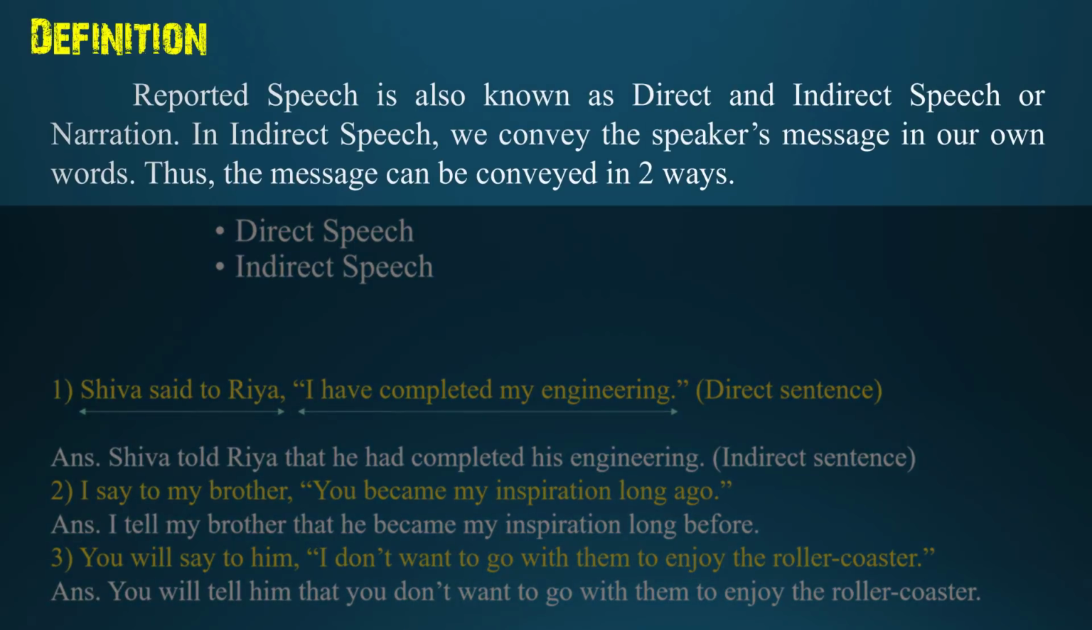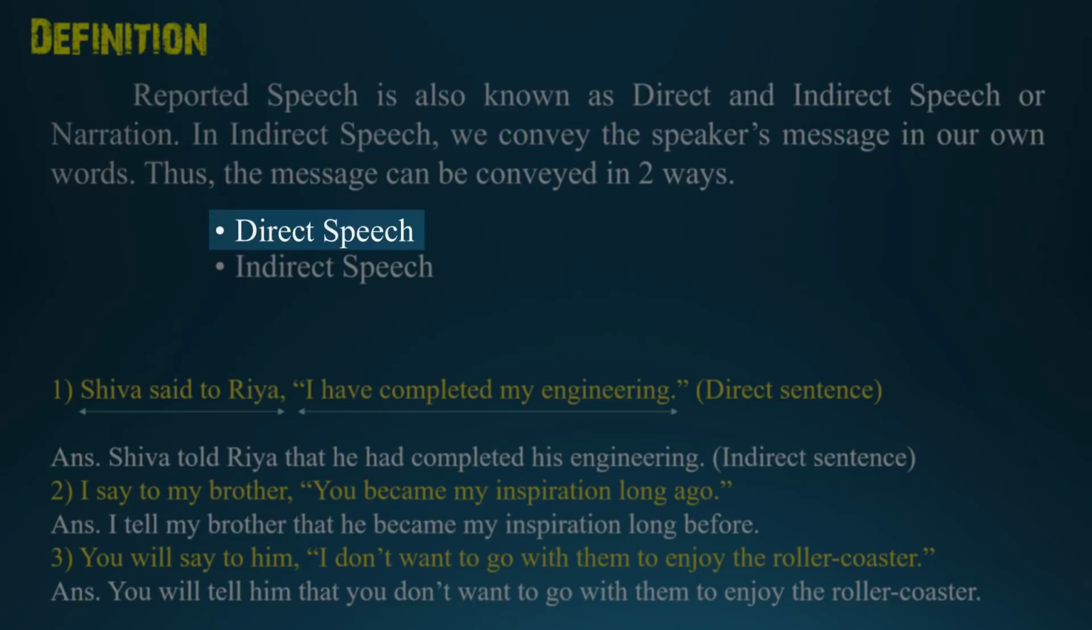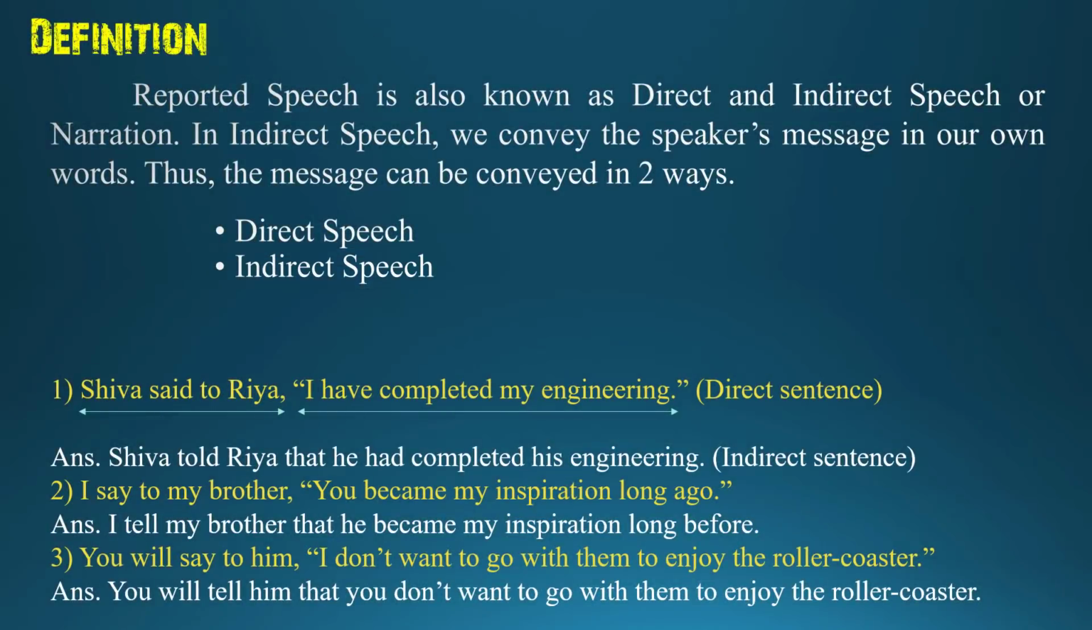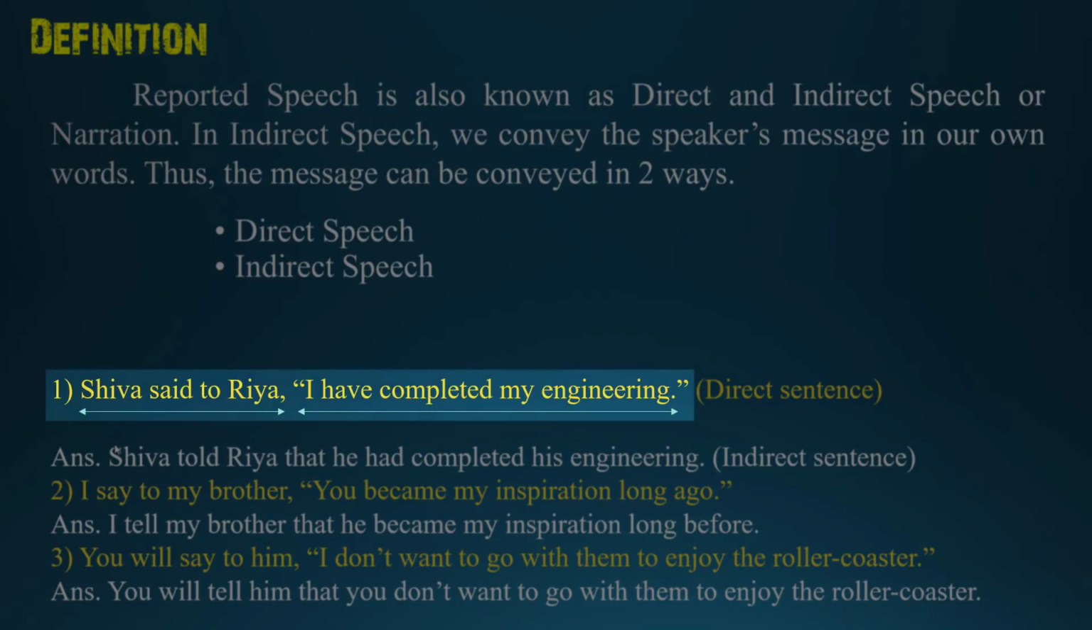See the definition here. Reported speech is also known as direct and indirect speech or narration. In indirect speech, we convey the speaker's message, or whatever we hear, in our own way. Thus, the message can be conveyed in two ways. First way is direct speech. Second way is indirect speech. Now let's take the same example here to understand some other things. See the first sentence again. Shiva said to Ria, "I have completed my engineering."